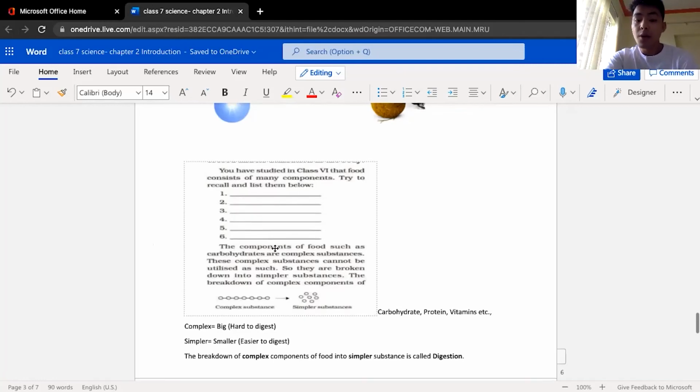Okay. The components of food such as carbohydrate are complex substances. Yeah, carbohydrates are complex. These complex substances cannot be utilized as such.